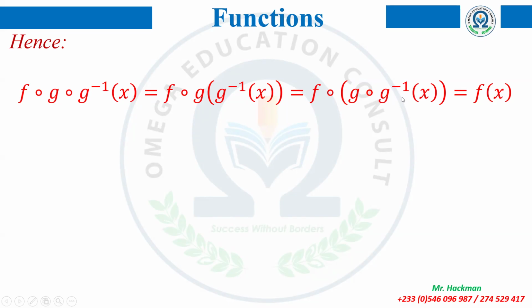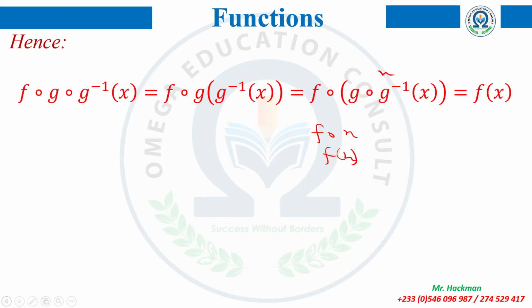g of g inverse of x will give you x. So indirectly what we have here is f of what? f of x, which is written as f into bracket x. So you always get this. Take note of this. Anytime you have a composition of functions and you realize that the last two functions are the same function, but one is the inverse of the other, if you compute, you always get the function that is here. Your final result will always be the function that is here.